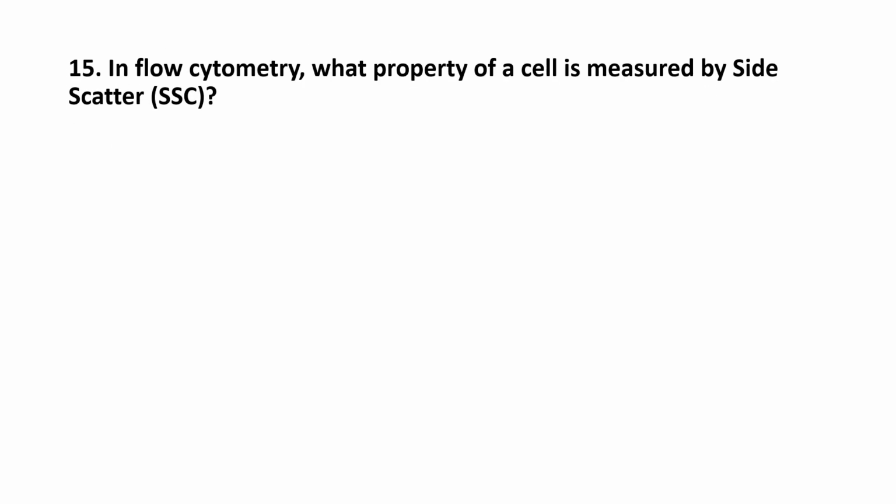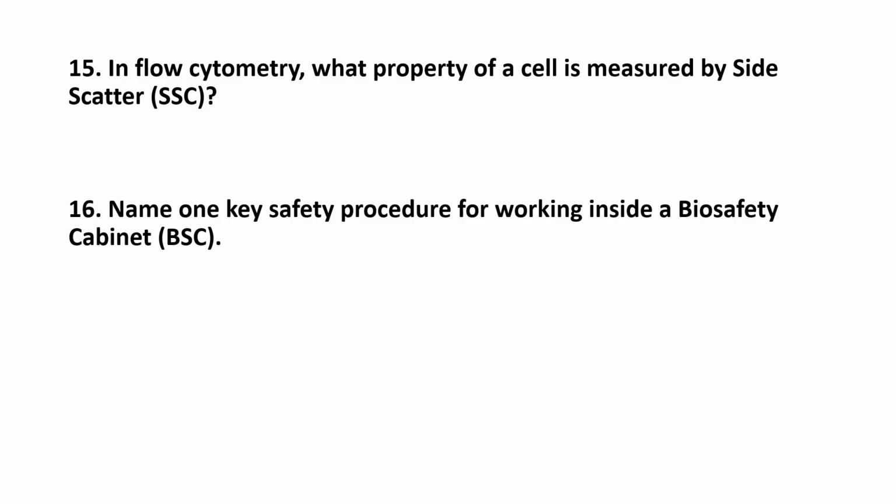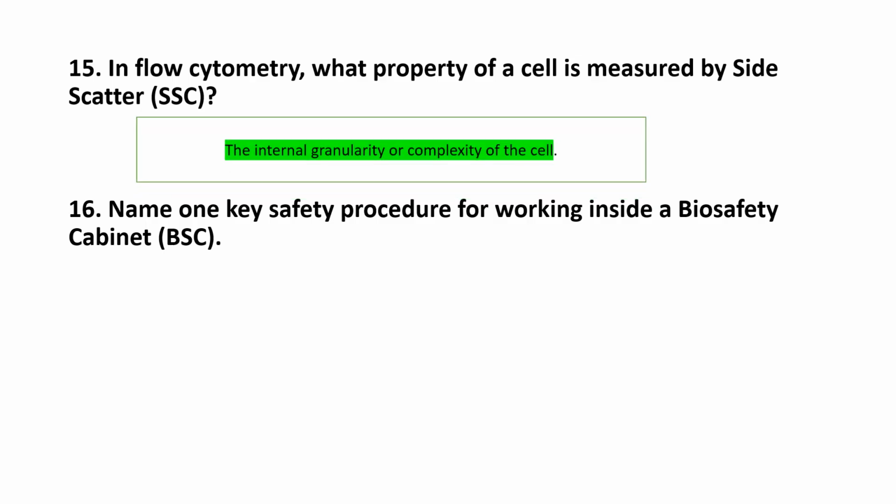In flow cytometry, what property of a cell is measured by side scatter? I know we did discuss forward scatter. I think that was question number 2 or something. But let's talk of side scatter: the internal granularity or complexity of the cell. Remember, for forward scatter, we did talk about what? The size of a cell or particle. That's the property that it measures. But for side scatter, it's the internal granularity or complexity of the cell.